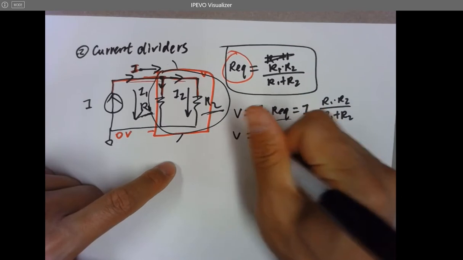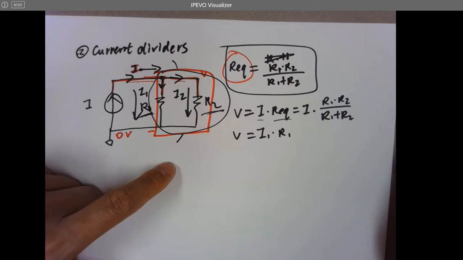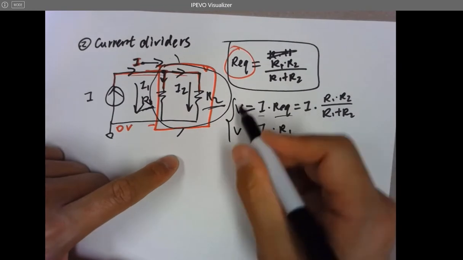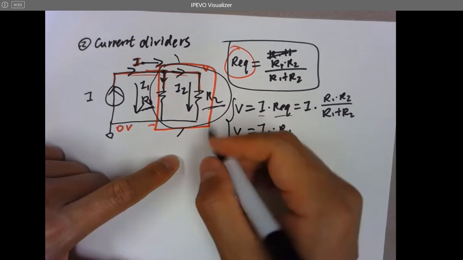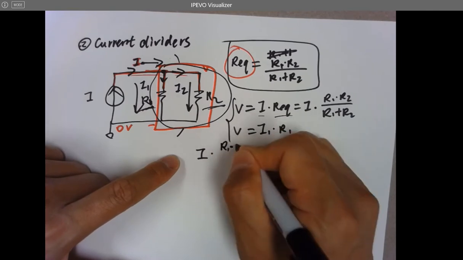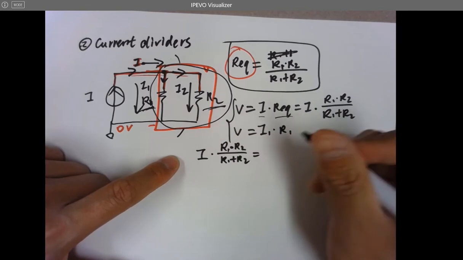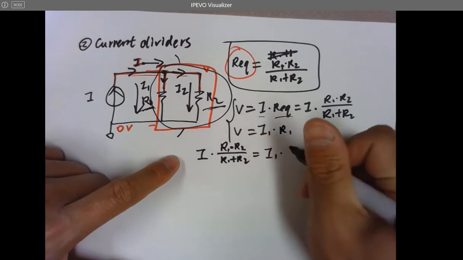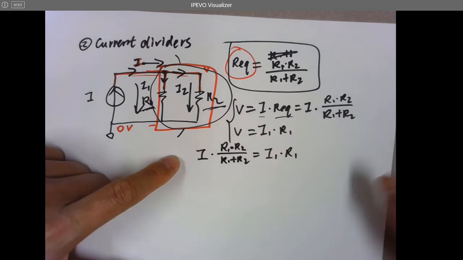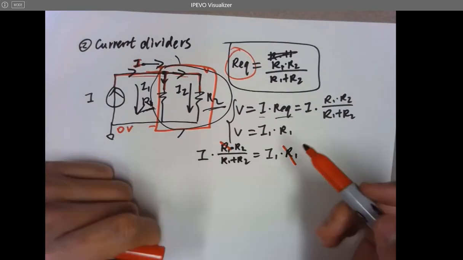So V also equals I1 times R1. No problem here, right? Look, these two are actually equal to each other. So if you write I times R1 times R2 over R1 plus R2 equals I1 times R1, you can see that I1 can be cancelled on the two sides of the equation.